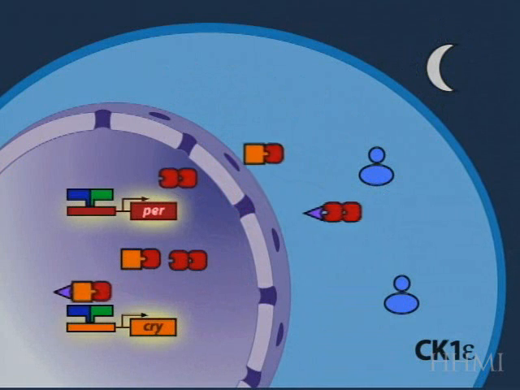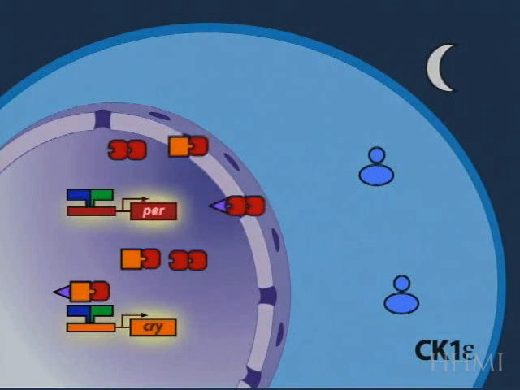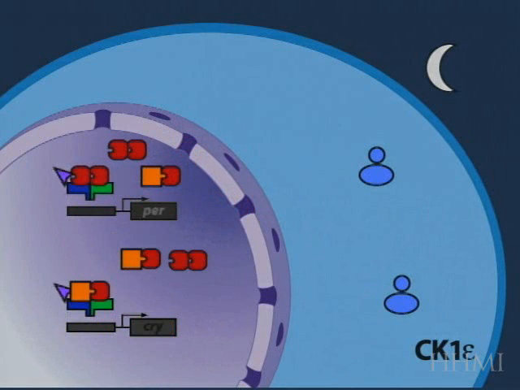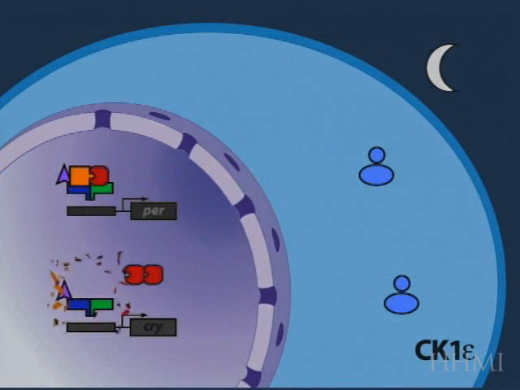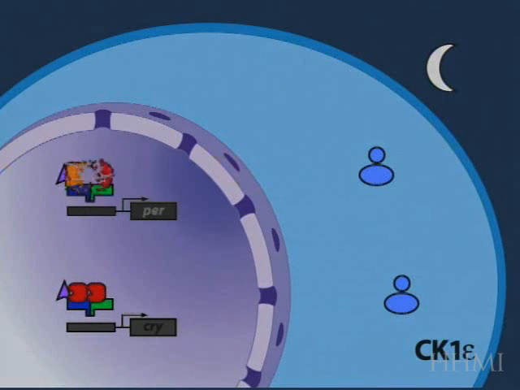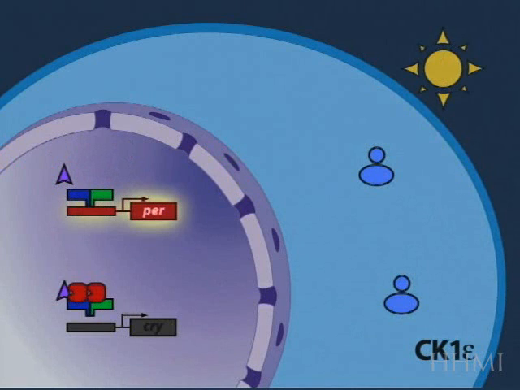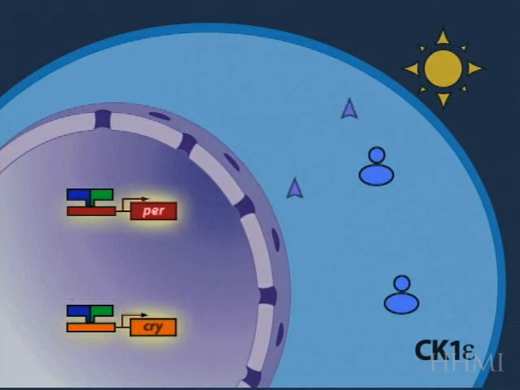Another role that's been identified in mammals is that casein kinase 1 epsilon may also be involved in either cellular retention or translocation into the nucleus. It's a second role. A third role is that casein kinase is also involved in the turnover of the inhibitory complex in the nucleus, as Michael Rosbash illustrated. Once those inhibitory molecules degrade, the cycle starts over, and we see the beginning of a new cycle.